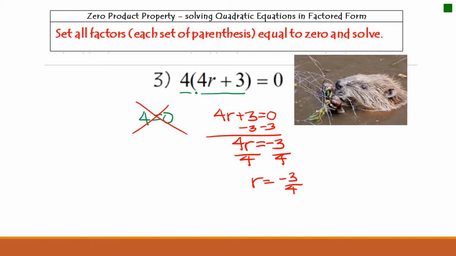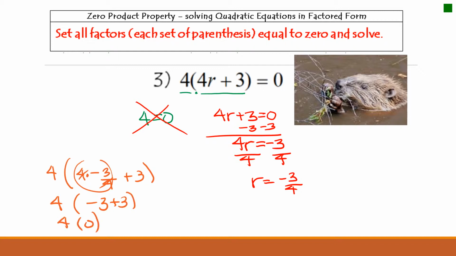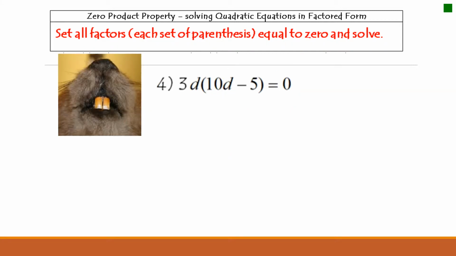And if I wanted to check this, I would say 4 times negative 3/4 plus 3. Remember, we do our parentheses first, and inside the parentheses, I have to do this multiplication. That's negative 3 plus 3. Negative 3 plus 3 is 0, and 4 times 0 is 0. Voila, it works. All right.